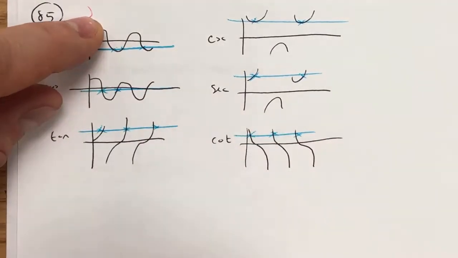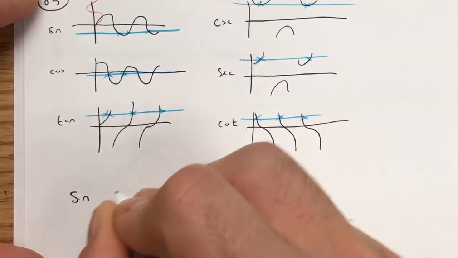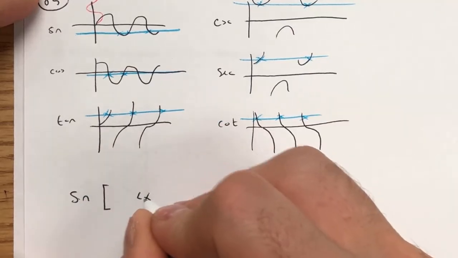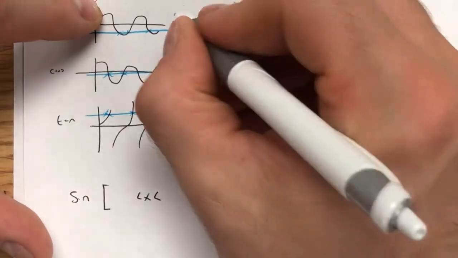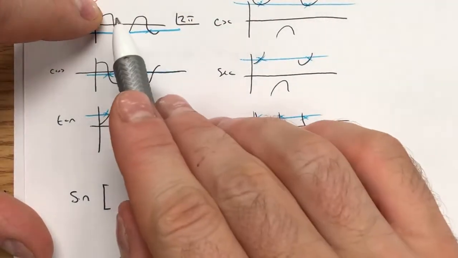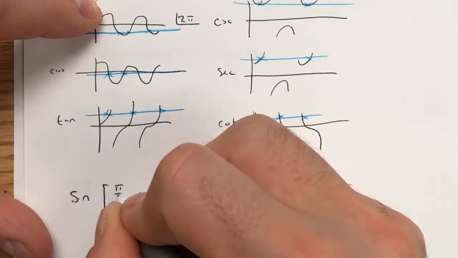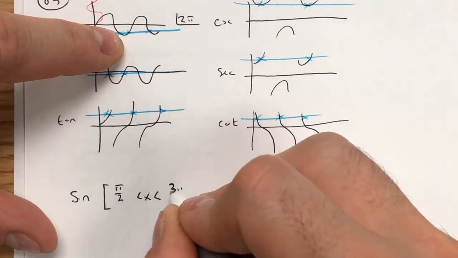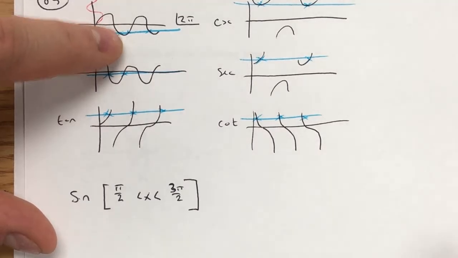So I'm going to place a domain restriction on sine. X must be between these 2 values. So I know that if the period is 2 pi, that's going to be pi. This is pi over 2, a fourth of the way to 3 pi over 2. That's the domain restriction on sine.